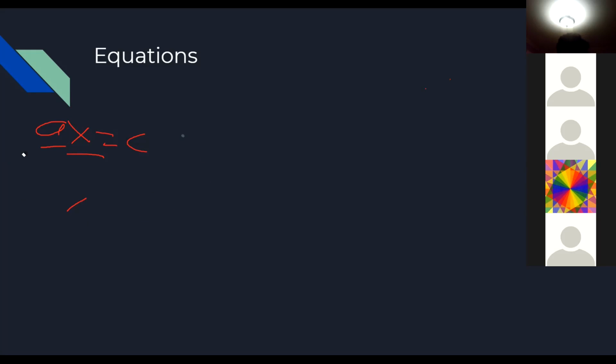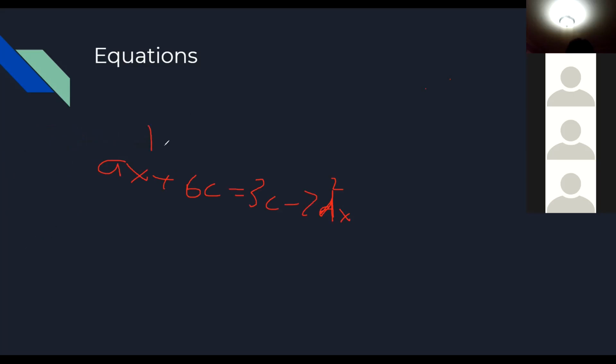So let's say we had ax plus bc equals 3c minus 2dx squared. If we had to write x in terms of all the other variables, we need x on one side of the equation. So there's an x here and an x here, so we need to shift one to the other side of the equation. This side's positive, so it's more convenient to move it left. So ax plus 2d squared x plus bc equals 3c.